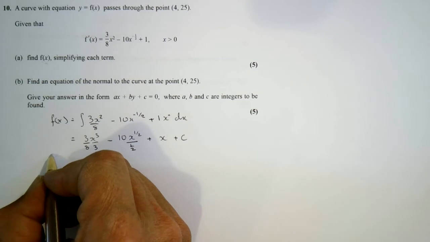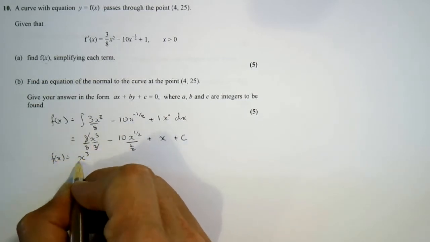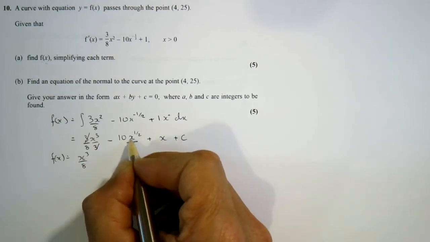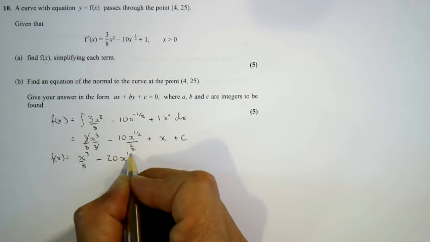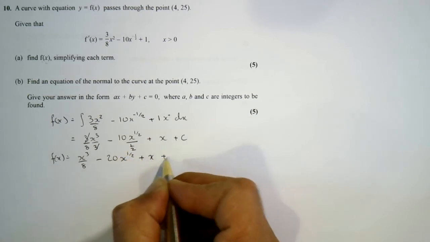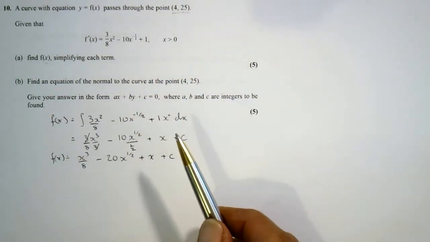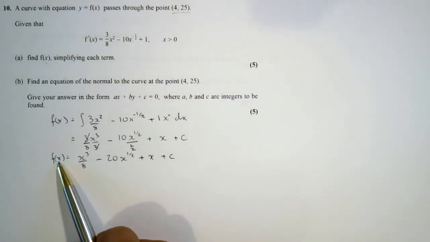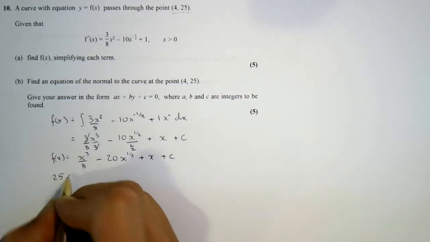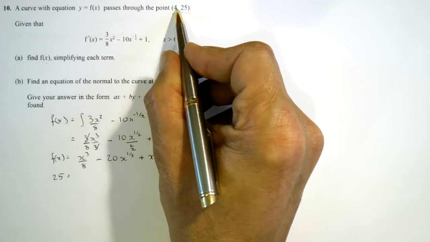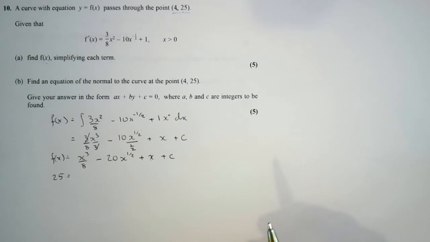So simplifying this, we've got f of x equals, the 3 and the 3 cancel, I've got x cubed over 8. The half divided by a half is the same as doubling, so 20 root x, plus an x, plus a c. But this point on our curve means that we can substitute f of 4 equals 25, and we can sub x is equal to 4 in. So we've got a term there, term there, term there that we can evaluate, and that will give us c.